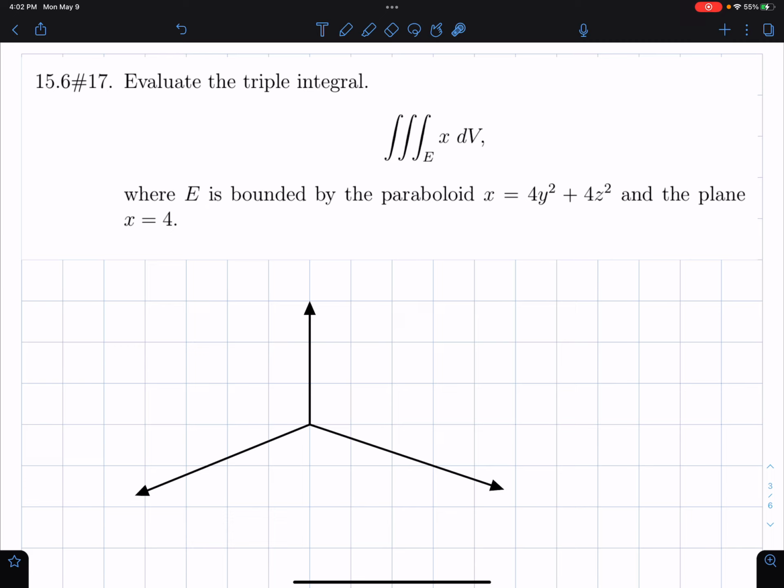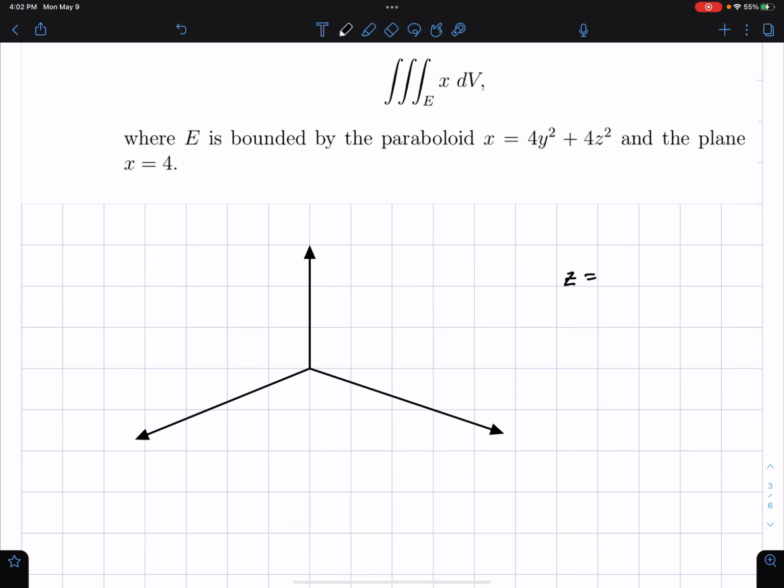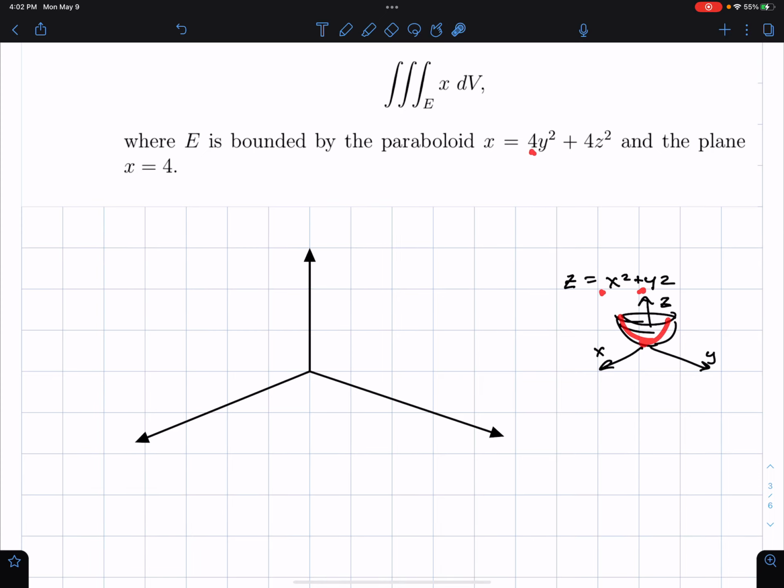So the first thing is we have x equals 4y squared plus 4z squared. Just on the side, if you remember z equals x squared plus y squared, this is a paraboloid that's facing up. I'm doing a little cartoon of that. But that's if it's z equals x squared plus y squared. Here we're multiplying by 4, which just makes it more narrow. But the fact that I have x over here, not z, means that this paraboloid opens along the x-axis.